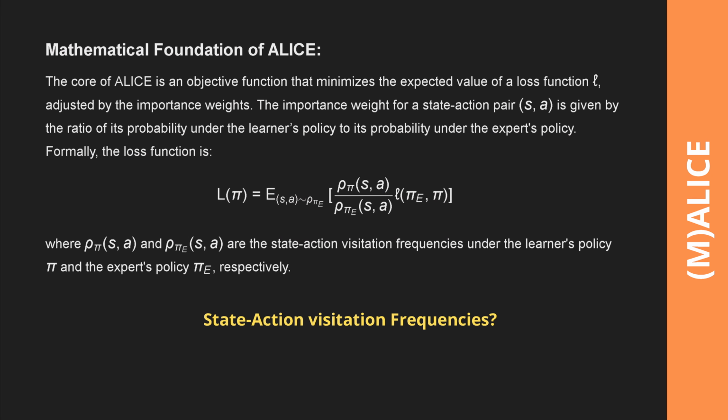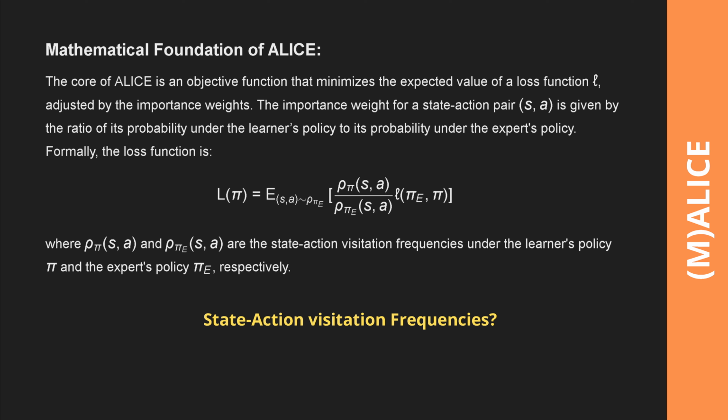Now, this is the classical formula, the mathematical foundation of Alice. The core of Alice is an objective function that minimizes the expected value of a loss function adjusted by our importance weights. And the importance weight for a state-action pair is given by the ratio of its probability under the learner's policy to its probability under the expert policy.